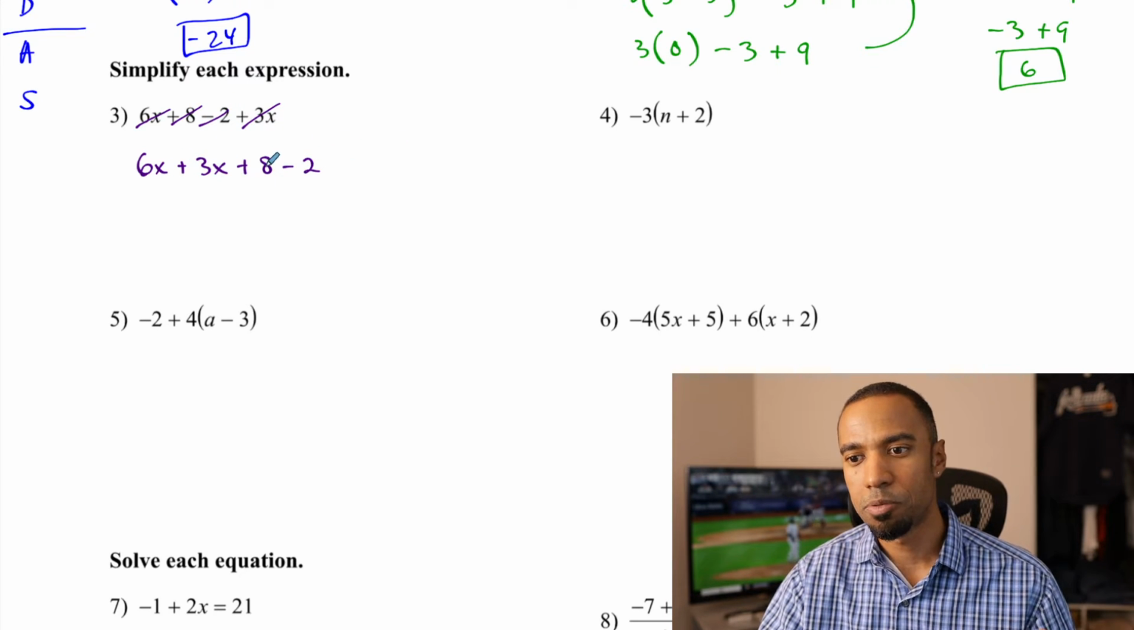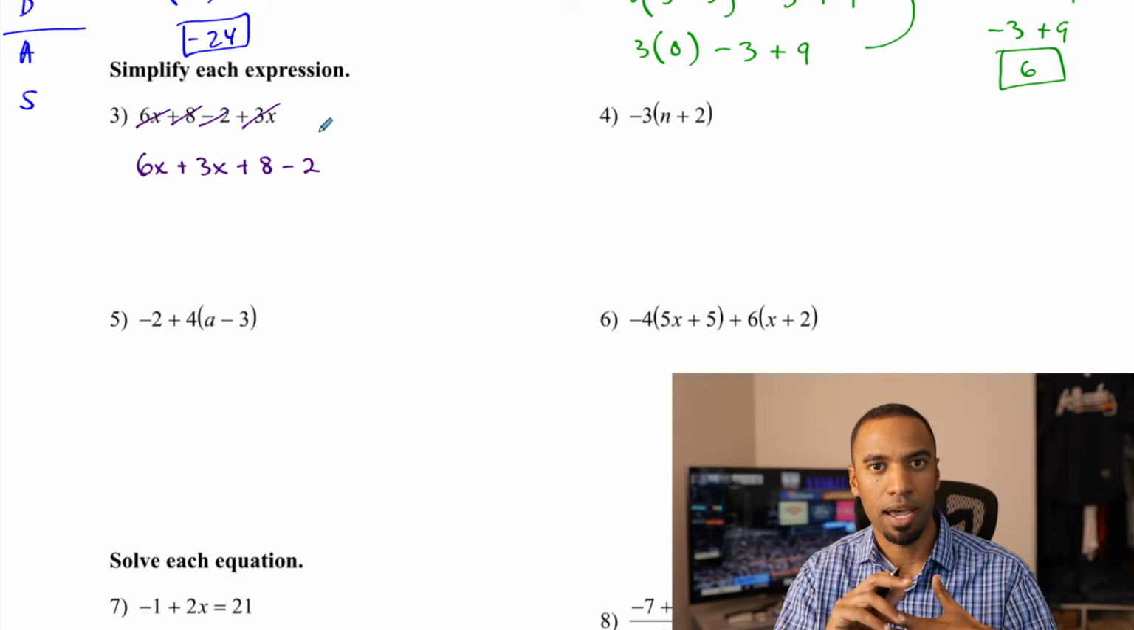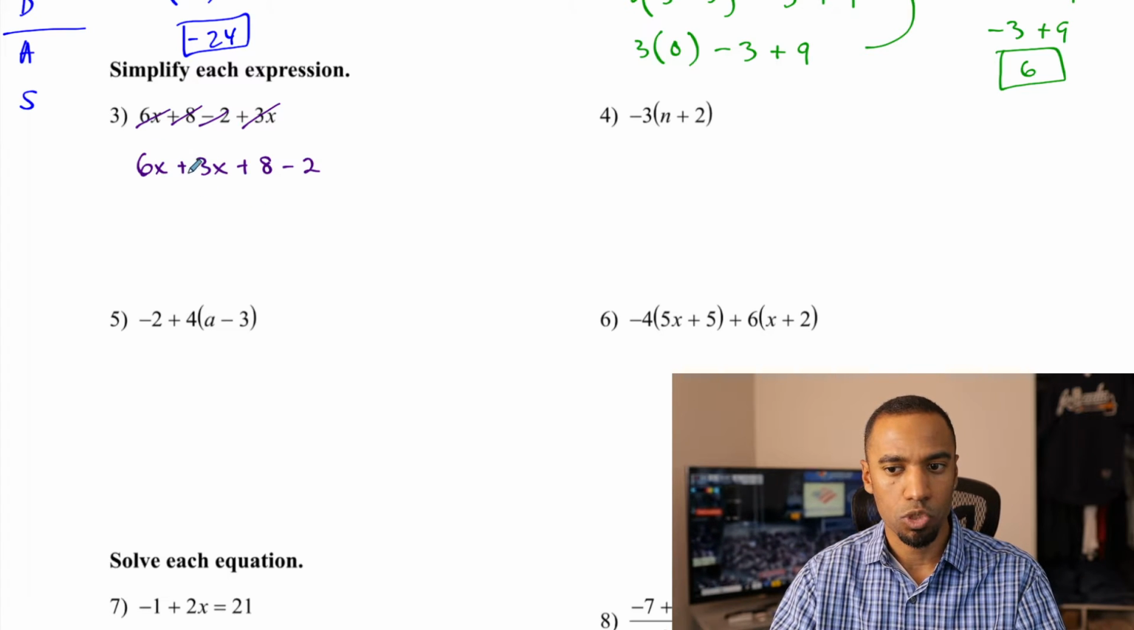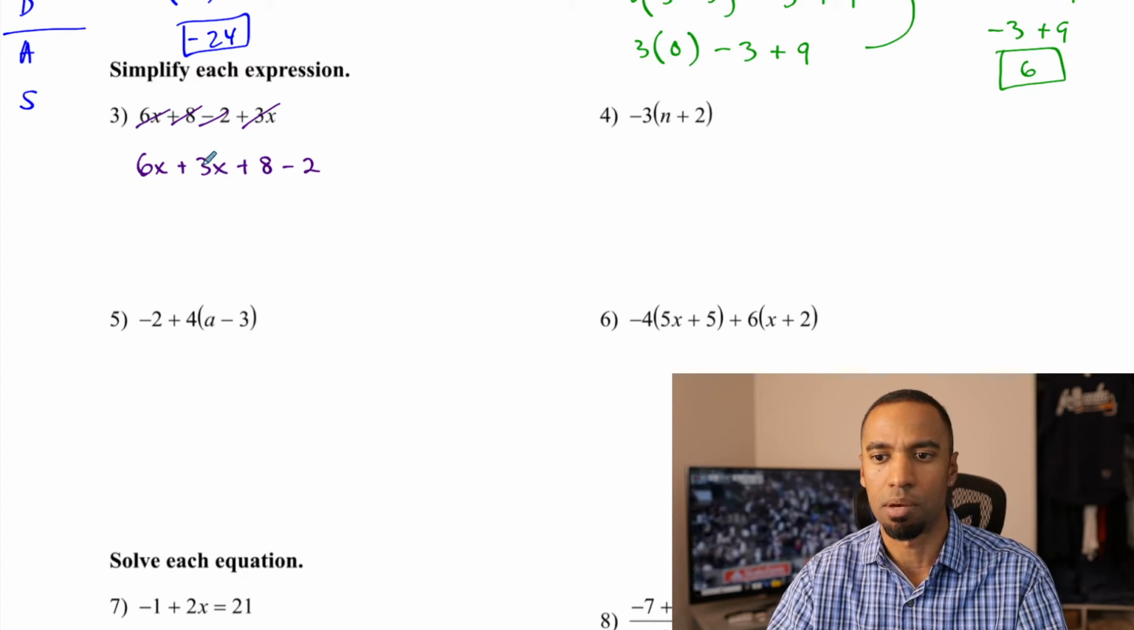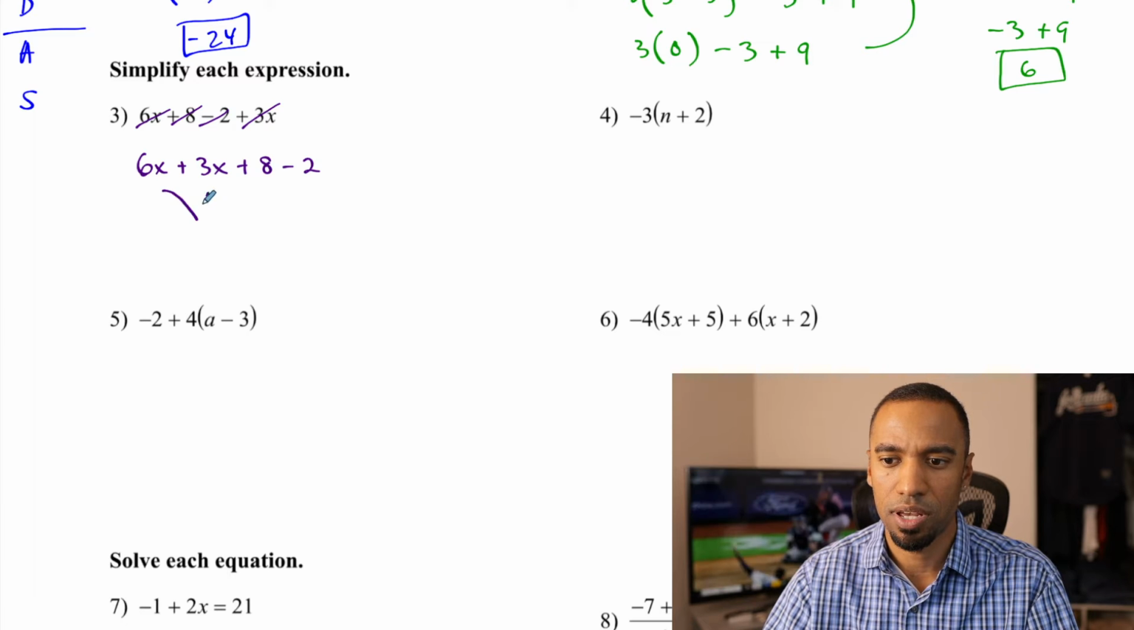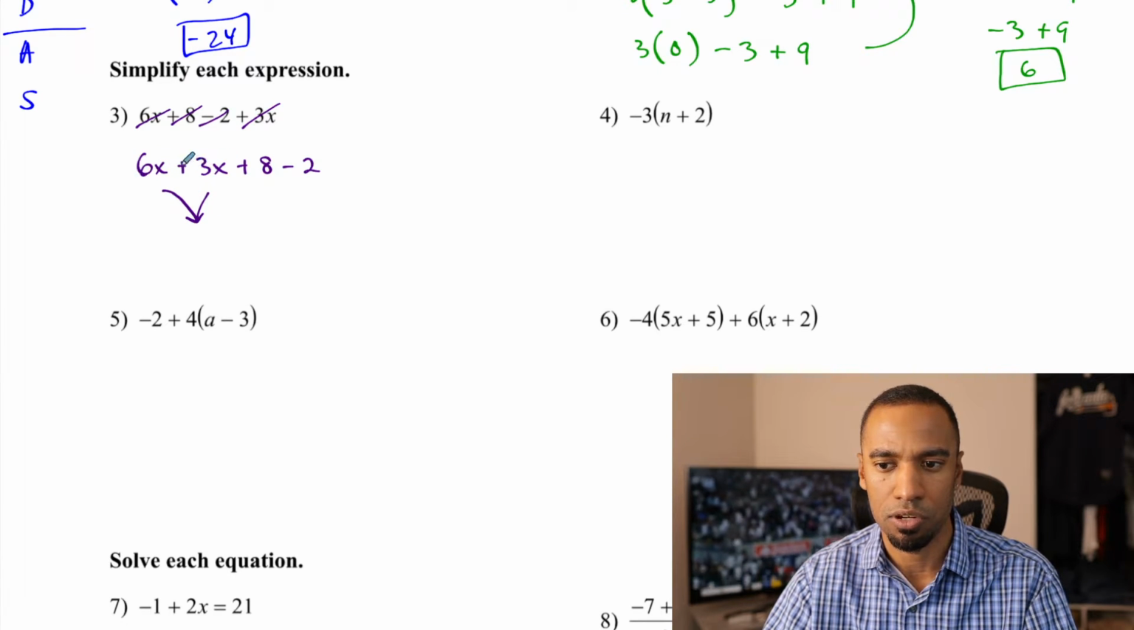I rewrote them. This helps me identify which terms need to combine. I make sure to know which sign follows with it, and it kind of makes me avoid making some mistakes. So 6x plus 3x, basically you keep the x and you add the coefficients together, 6 and 3.